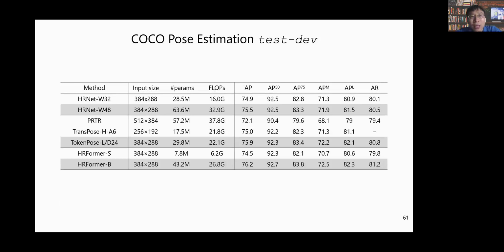And here are results for test-dev. Again, our method is better than the previous ones, but compared with TokenPose, which is also based on a transformer method, our method is slightly better, and the GFLOPs are also slightly larger, but for parameter complexity it's larger. We want to see what we can borrow from the TokenPose method to further improve HRFormer.